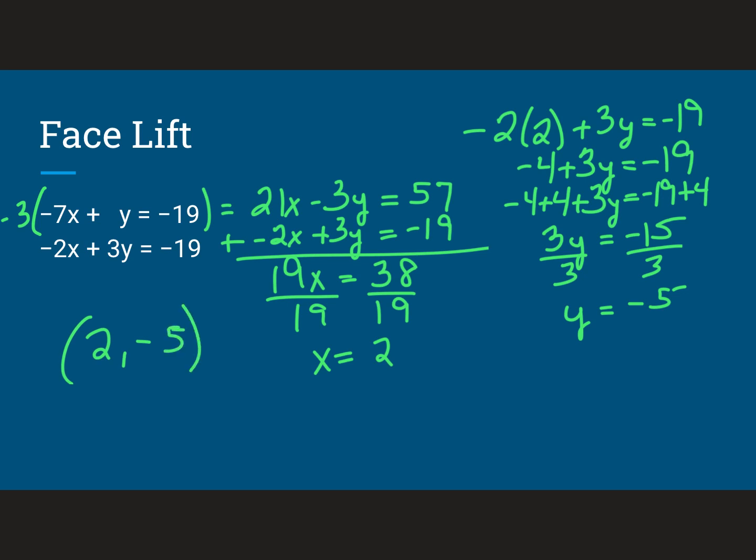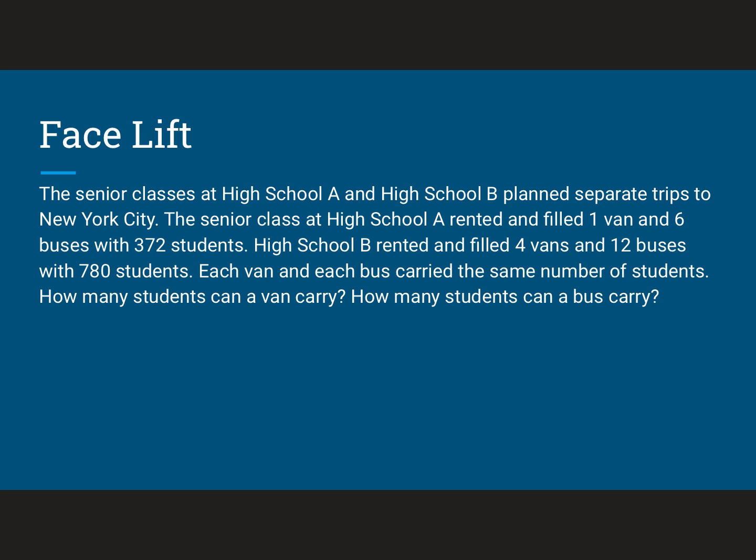Okay, one more problem. We got to have our word problem. So, the senior class at High School A and High School B plan separate trips to New York City. The senior class at High School A has rented and filled 1 van and 6 buses with 372 students. High School B has rented and filled 4 vans and 12 buses with 780 students. Each van and each bus carry the same number of students. How many students can a van carry?